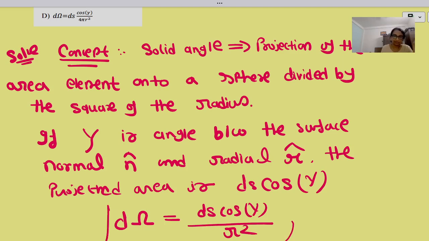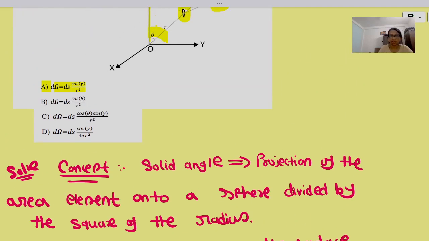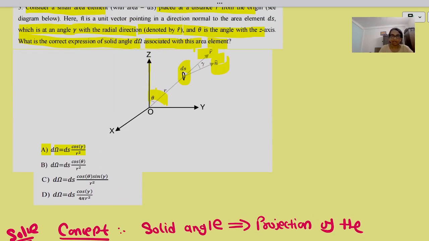It is the projection angle. We are talking about the projection angle, and in this area ds cos gamma, it is the projection angle. In this picture you can find this angle. So you can solve this question on the basis of the concept. Thank you.